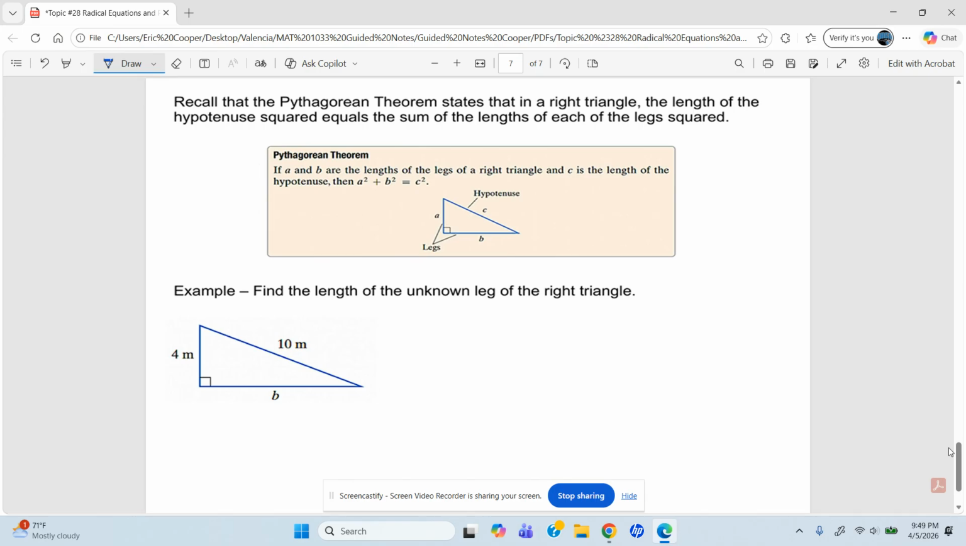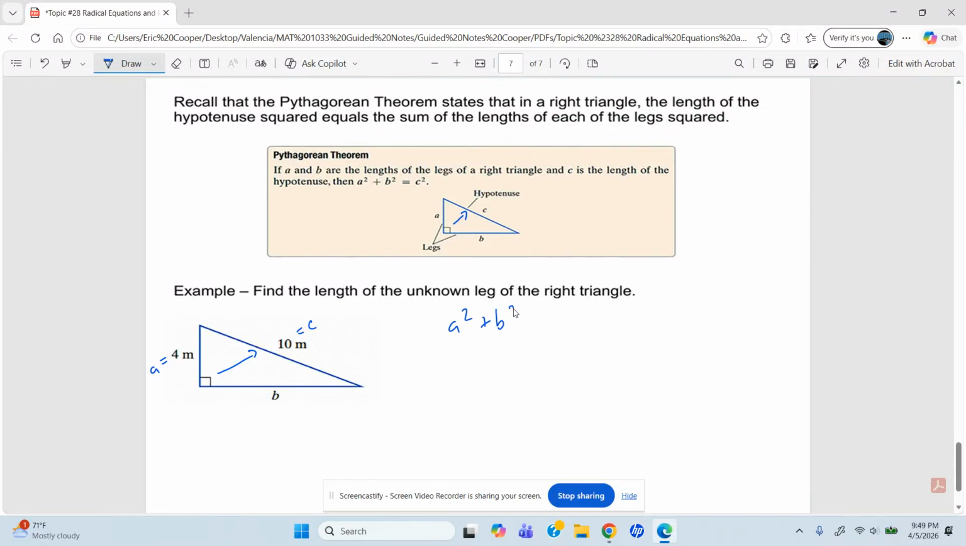Remember, the legs are always next to the right angle, and the hypotenuse is always directly across. And C is always the hypotenuse. A and B can be either of the legs. It does not matter which. In this case, they want us to find the unknown leg, which we're calling B. So we will call this A, and we will call this C because it's directly across from the right angle, so that means that is the hypotenuse.